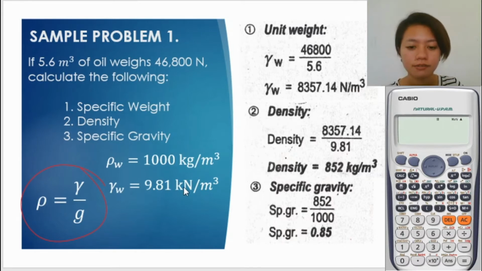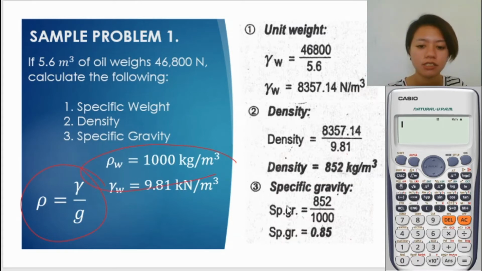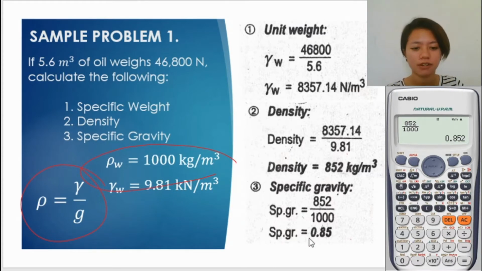We have, by the way, our reference value for the unit weight of water: 1,000 kilograms per cubic meter. So that is the value we will use. We use the density we got in number 2. We have 852 divided by 1,000 equals 0.85. So the specific gravity is 0.85.